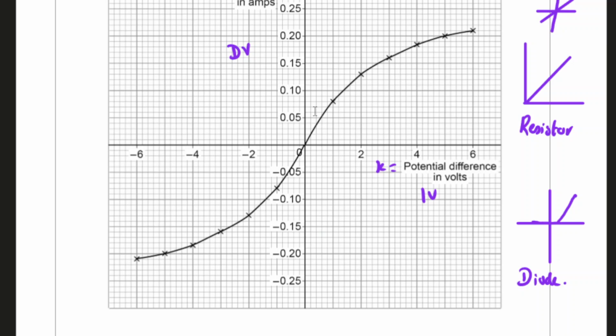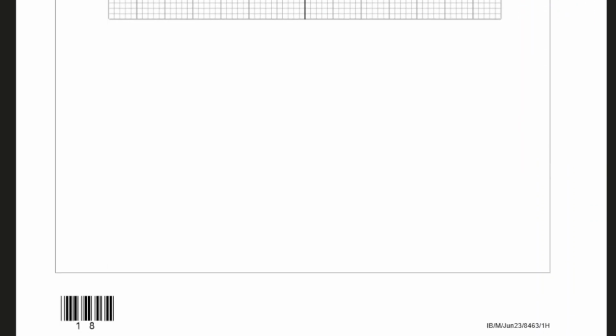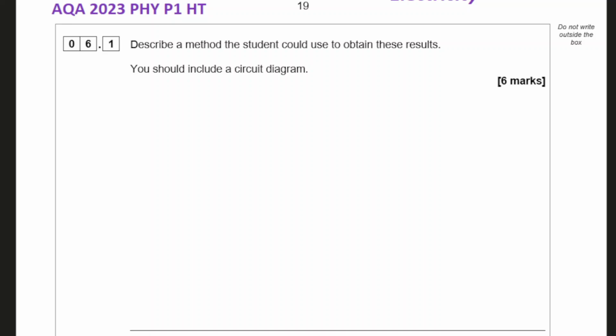So in order to measure the current in a circuit, you will need an ammeter. In order to measure the potential difference, you will need a voltmeter. Obviously you need a filament lamp, a power supply, and in order to change the potential difference, you would need a variable resistor. So these are the equipment that you would need. So how do you connect all of this?